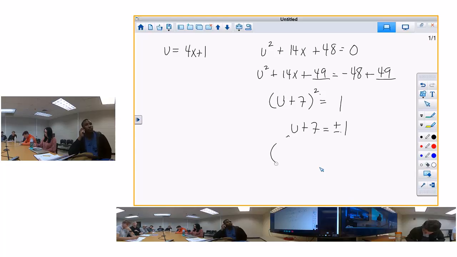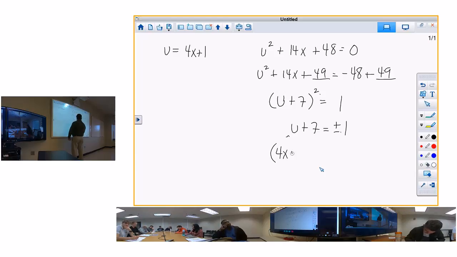So plug in 4x plus 1 plus 7 is equal to positive or negative what? 1. So 4x plus 1, what's 1 plus 7? 8. 4x plus 8 is equal to positive or negative 1. Subtract that 8.